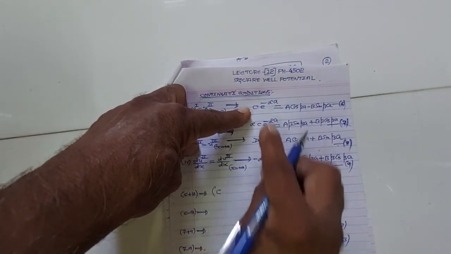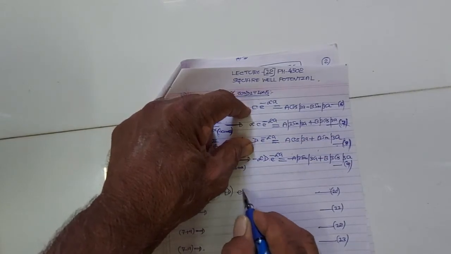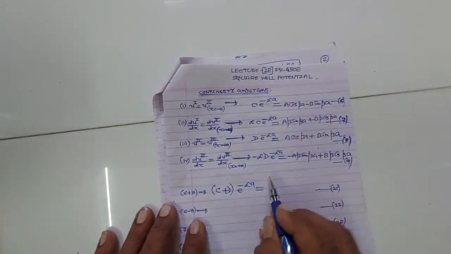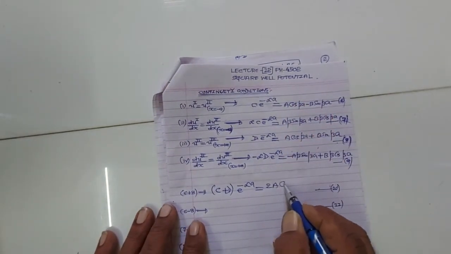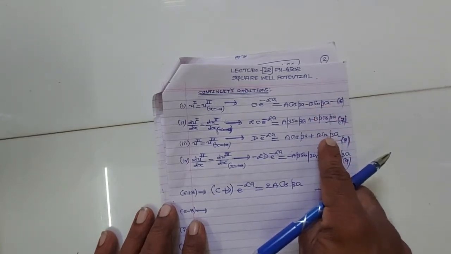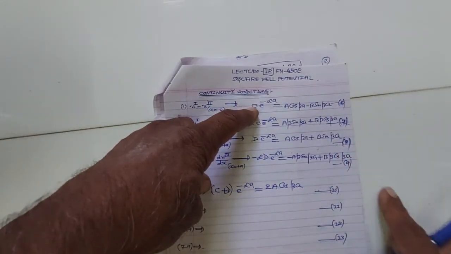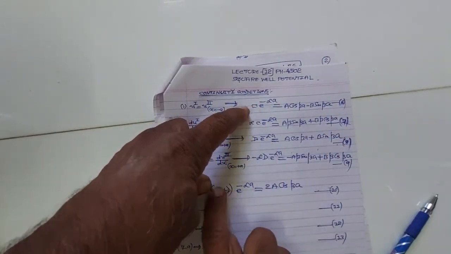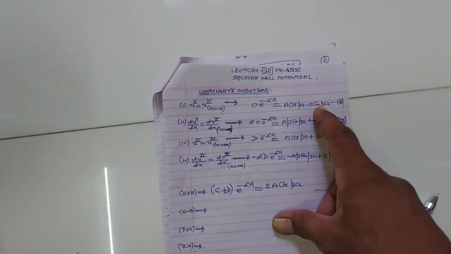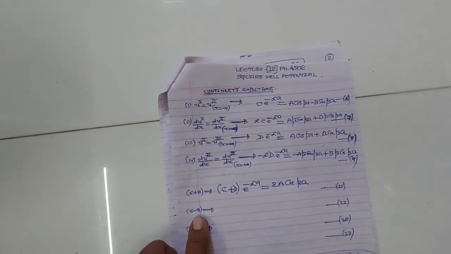So we get c plus d e raised to minus alpha a is equal to a cos beta a plus a cos beta, which will be 2a cos beta a, minus b sin beta a plus b sin beta, which is cancelled. So if you take the sum of equation 6 and equation 8, you get c plus d e raised to minus alpha a is equal to 2a cos beta a, and minus b sin beta a plus b sin beta will be cancelled.